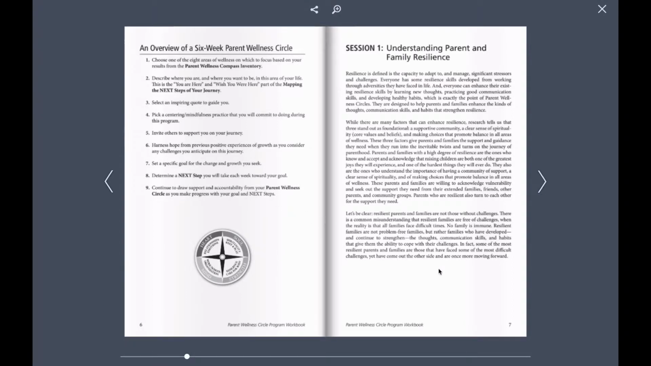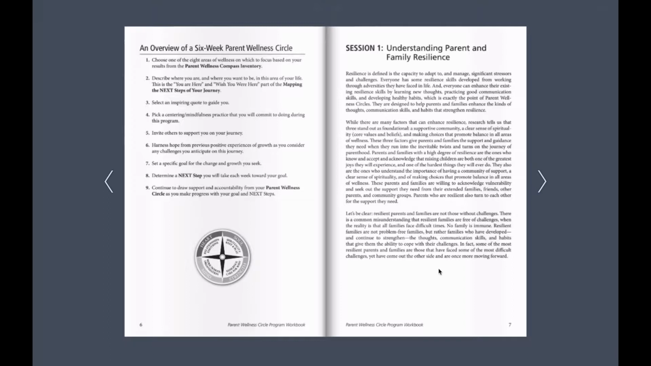Then finally, you're going to get to the lesson, which is the lesson for lesson 1. Each session always has a lesson like this. This lesson is called Understanding Parent and Family Resilience. And again, it also mentions the fact that parents need to have a couple of things to be resilient.